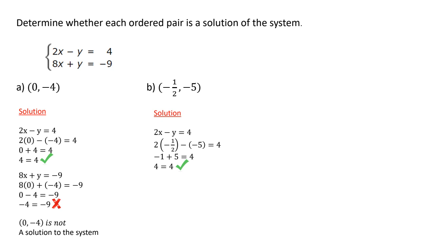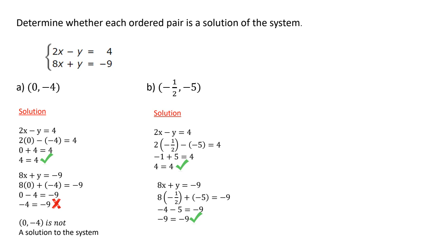And we see that we have a true statement. When we do the math, we have 4 equals 4 again. Well, that's a small coincidence. Okay, that doesn't always happen. All right, so when I plug it into the second equation, 8x plus y equals -9, again, when I plug in the -1/2 for the x and the -5 for the y, I see that on this one, I also get a true statement.